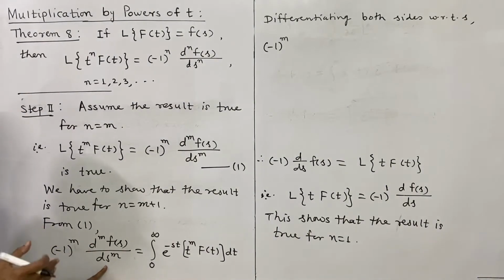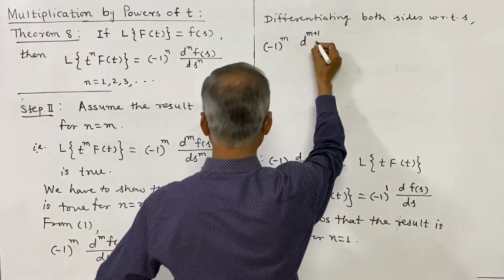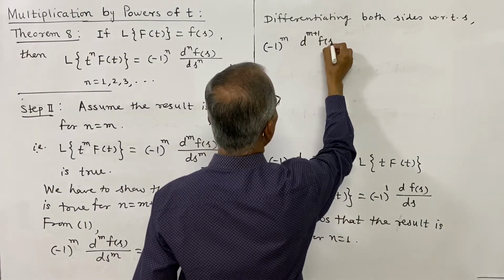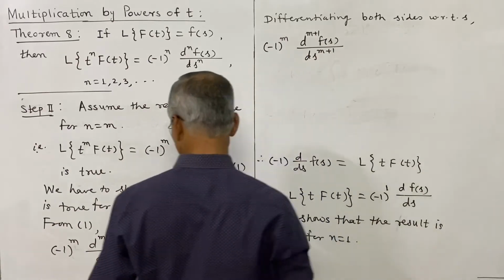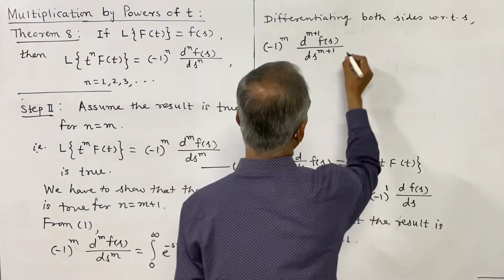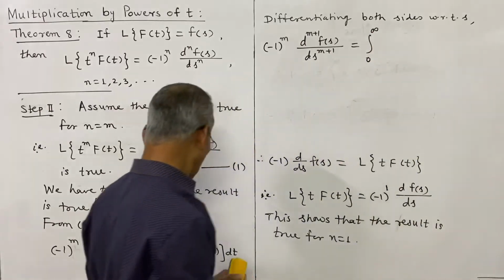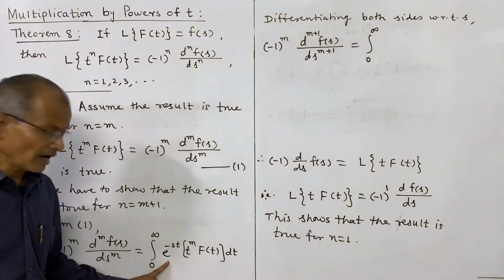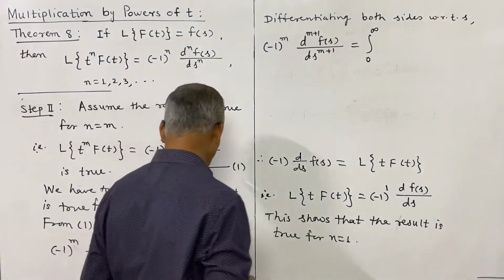So d square, the second order derivative, if we differentiate, we get the third order derivative, means order increases by 1. So this will be d^(m+1) of f(s) with respect to s, the m plus 1th derivative. The mth derivative becomes the m plus 1th derivative. And on the right side, again, as earlier, we are differentiating under the integral sign, and therefore the integral sign is the same, and this derivative becomes partial.